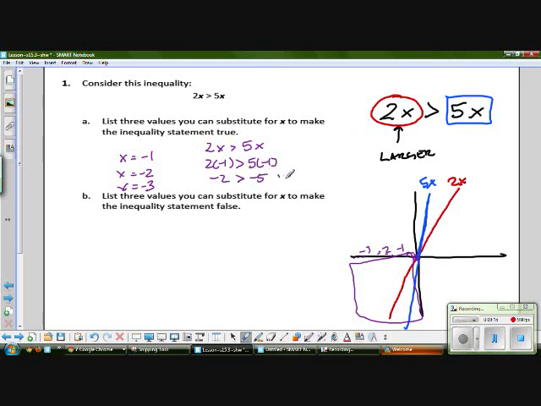Okay, so now name any three values you can substitute for x to make the statement false. Well, if all these negative numbers work, then positive numbers should work to make it false. And again, we can check it. So we have 2x is bigger than 5x, and substitute one of our numbers here. 2 times 100 is bigger than 5 times 100. Well, not in this world. 200 is not bigger than 500. This is false, but that's what the question was asking for, so we're good to go.